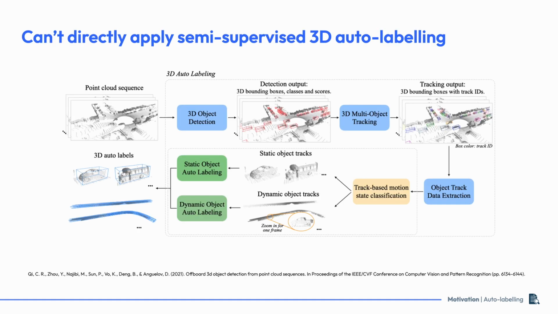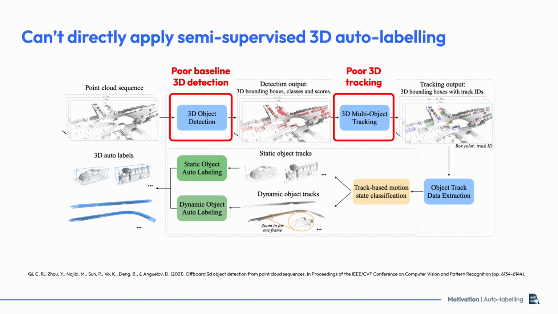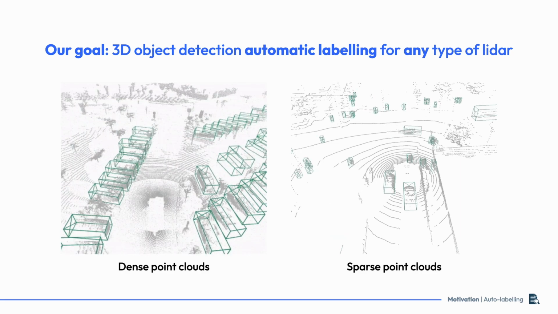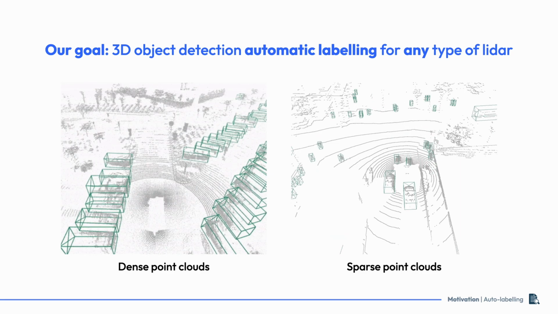So then we come back to this auto labeling framework, and we realize that we actually have really poor 3D-based object detection as a baseline. And when you have unreliable scores and you have a lot of missing detections, you can't get good tracking either. And then when you don't have labels for your LiDAR, how do you actually get supervised refinement networks for refining these boxes? So our goal here is then to get object detection auto labeling for any type of LiDAR.